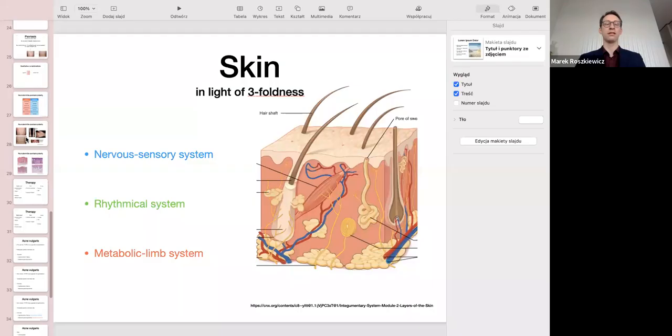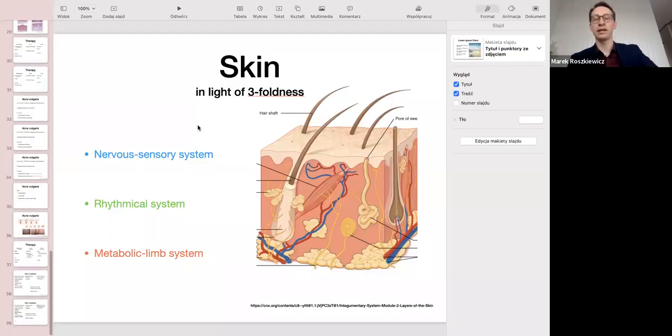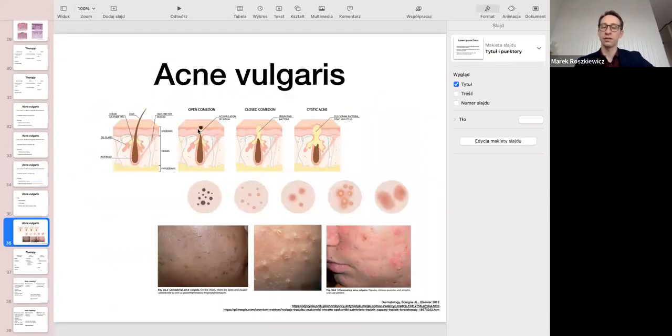in this way. So here, open comedon is where the hyperkeratosis is seen. This black dot here is the sebum that is being oxidated, and from the patient's point of view, they see, oh, but I have these black spots.